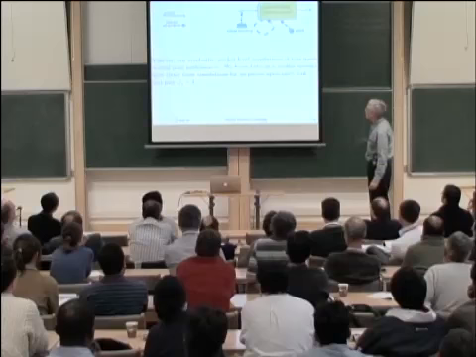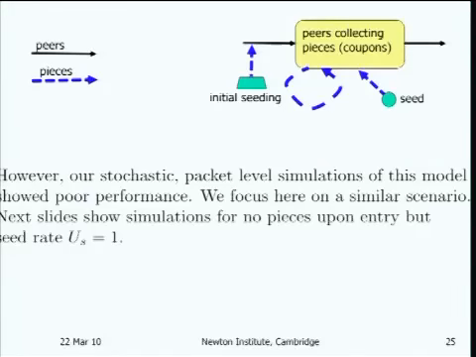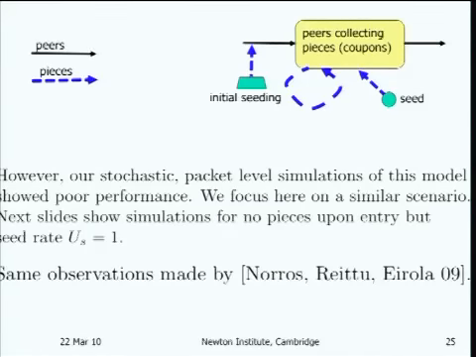And Xi was simulating this stuff, and we found that the stochastic packet-level models showed poor performance. So we're going to focus here on a similar scenario, where the next slide shows simulations for no pieces upon entry but seed rate 1.